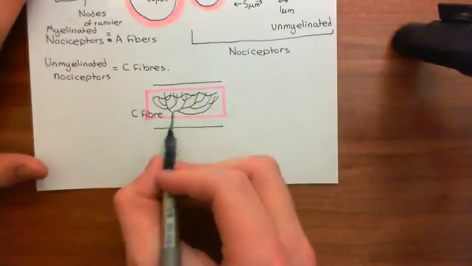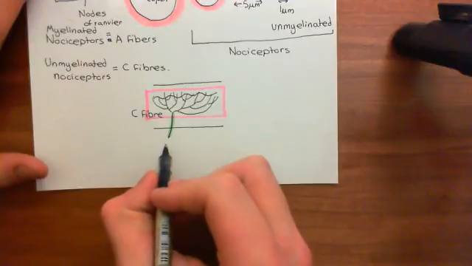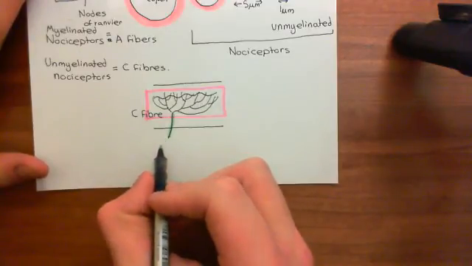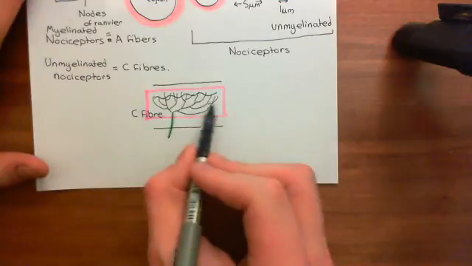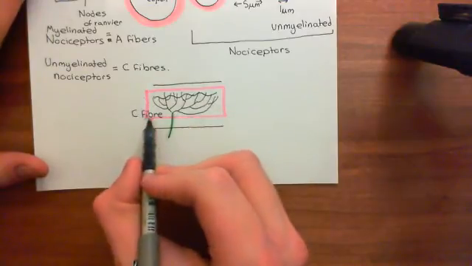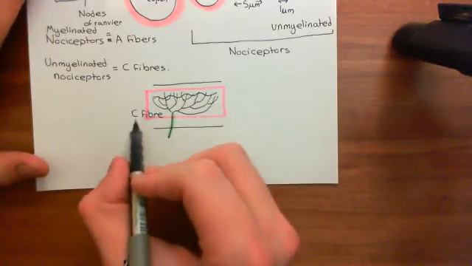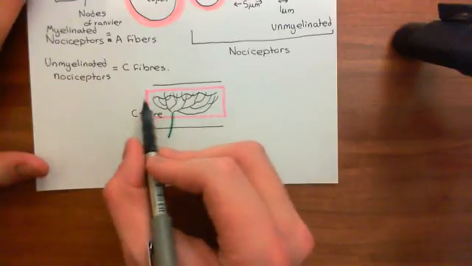Therefore, if we are receiving an action potential arriving in the central nervous system from this nociceptor, we do not know where it has actually come from within this box. It could have come from anywhere within this box.